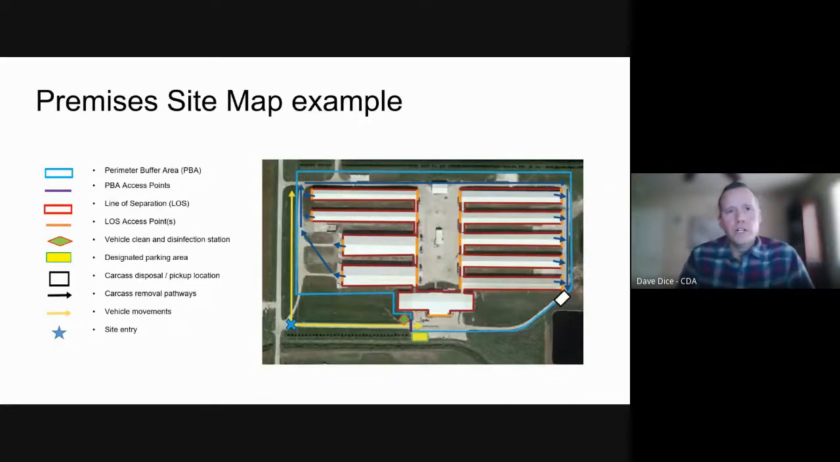So here's an example of what a premises site map would look like. And again, the commodity specific websites, they do a great job of walking you through how you can go to Google Maps, get to the satellite image of your premises, and then how you can edit that and create these site maps that you would provide with your specific biosecurity plan to us. So in this, you're going to identify your perimeter buffer area, your line of separation, and then your designated parking areas and vehicle movements on and off the property.